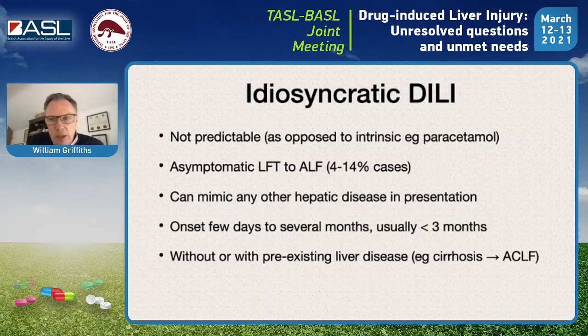Onset is typically a few weeks, but maybe a few days and maybe several months, but we would normally see it within 3 months. And there may be pre-existing liver disease, which could give rise to an acute on chronic picture, decompensated cirrhosis, or perhaps more specifically, acute on chronic liver failure in some cases.